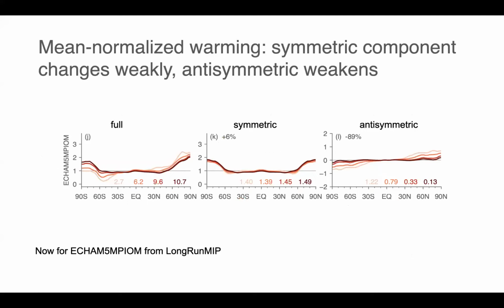Showing the exact same thing, but for ECM 5 from LongRunMIP, one of the other models we looked at, and it's a very similar behavior. Some spread in the full, very little in the symmetric, and more in the antisymmetric. And in this, as in CESM, by eye you can see, and if you quantify, you can confirm, that there's a slight increase in polar amplification in time, sort of to next order after the overall consistency.